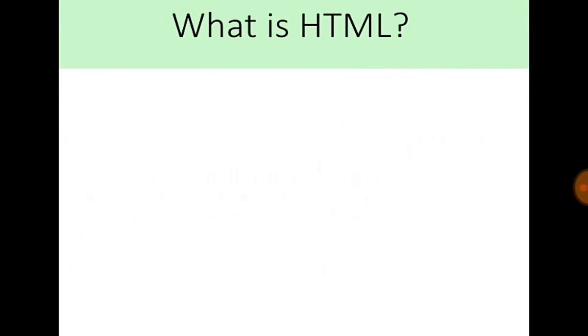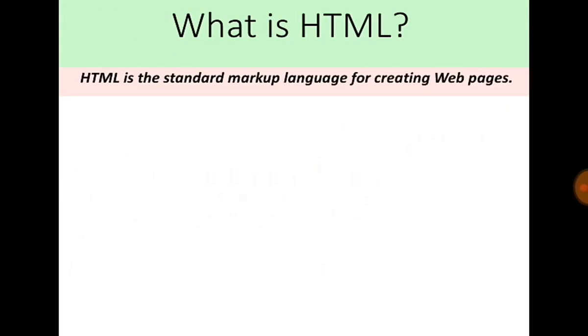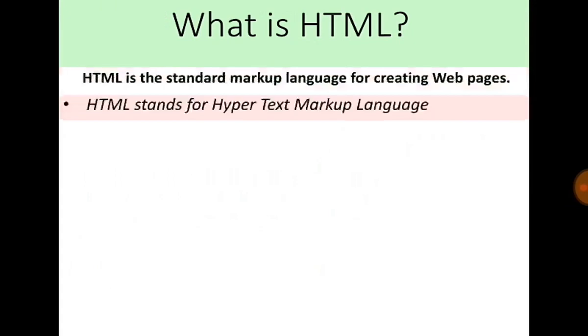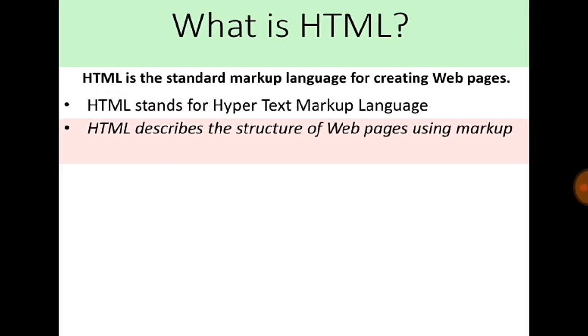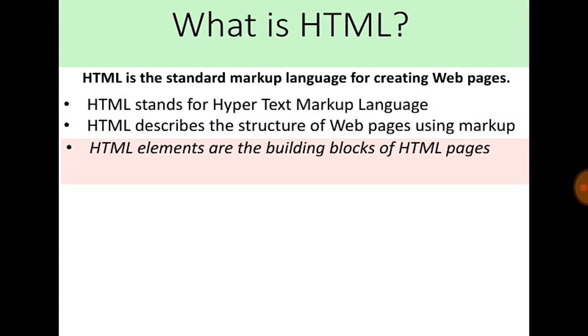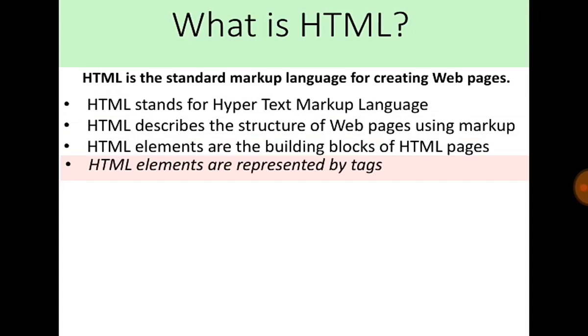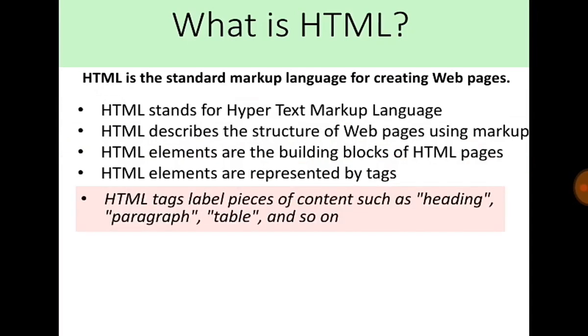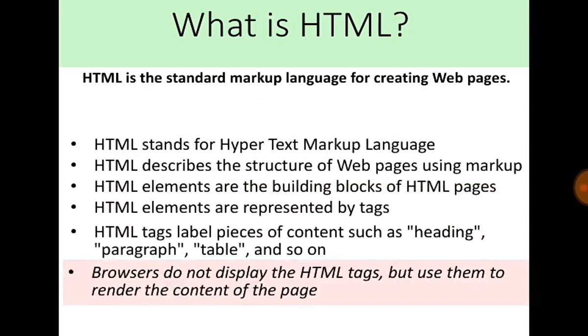What is HTML? HTML is the standard markup language for creating web pages. HTML stands for Hypertext Markup Language. HTML describes the structure of a web page using markup. HTML elements are the building blocks of an HTML page. HTML elements are represented by tags. HTML tags label pieces of content such as heading, paragraph, table, and so on. Browsers don't display the HTML tags but use them to render the content of the page.